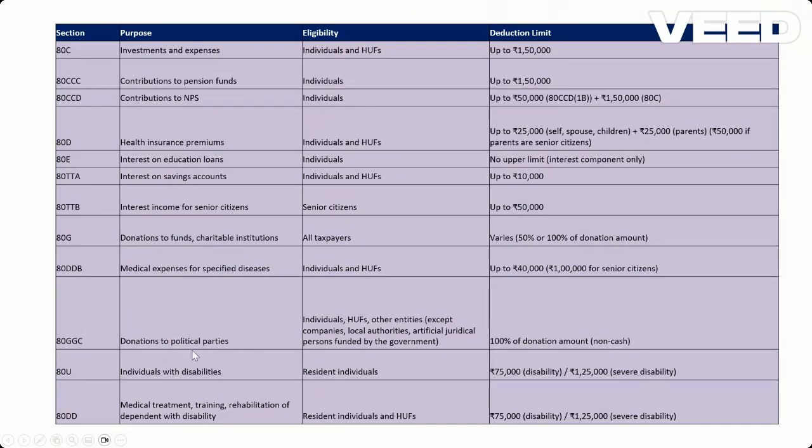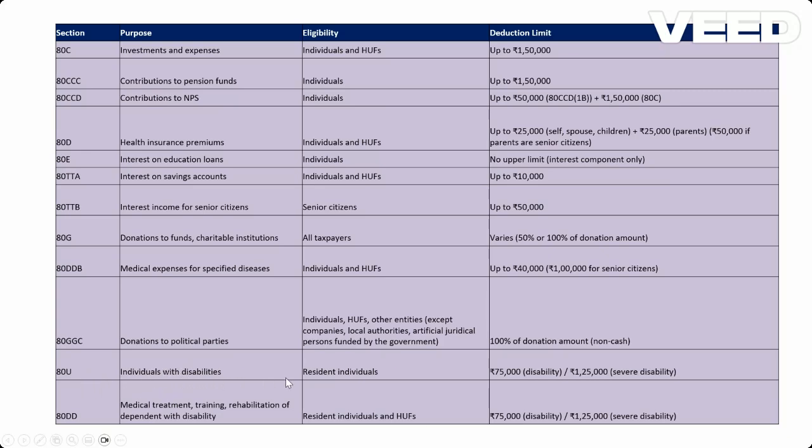If you are donating to political parties, you can select 80GGC, and everybody can show this, 100% of the donation amount, but not in cash. It should be done in a correct way, by transferring, or through Google Pay, PhonePe, or any other net banking, that way.